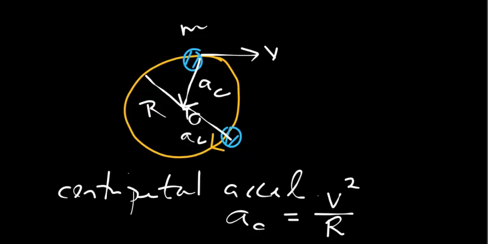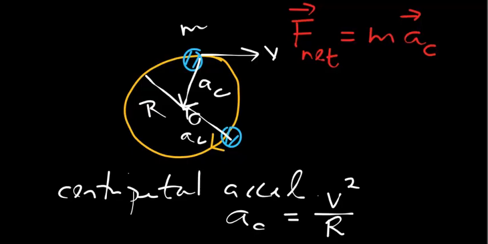And then we talked about Newton's second law. According to Newton's second law, net force acting on an object will give rise to an acceleration, where the net force and acceleration are both vectors, as we know. So in this case, if there is an acceleration, the acceleration that we call the centripetal acceleration, then there must be a net force that contributes to that centripetal acceleration.